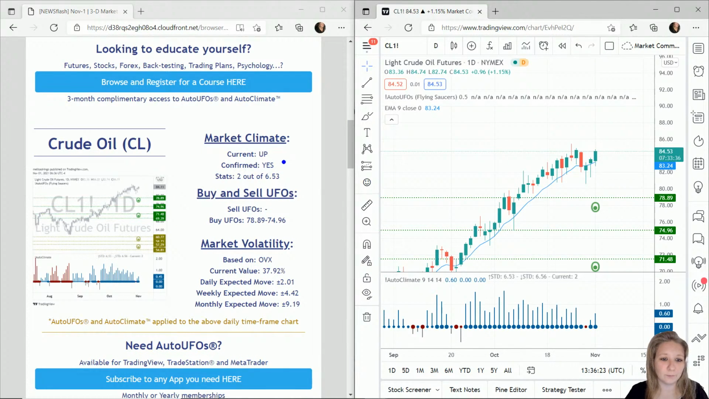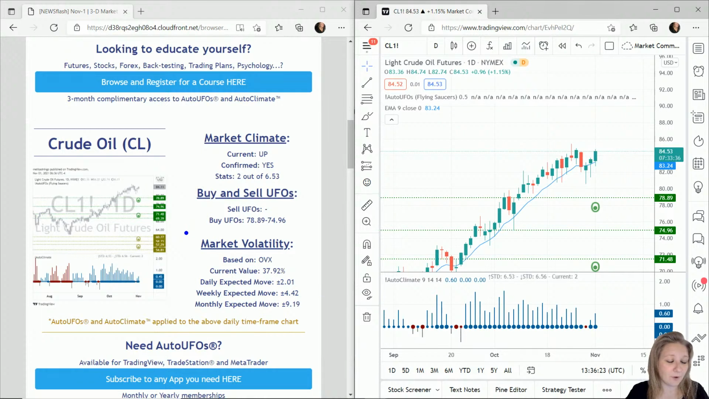So with oil, we have a confirmed upwards climate. Thick blue dot there, probability to the upside. Also, probability that it continues based on what usually happens, which again, these stats show us here. We have buyers underneath us at 78.89 to 74.96. That's where we have stacks of buyers. And again, no sellers in sight. So overall probability up here for oil.